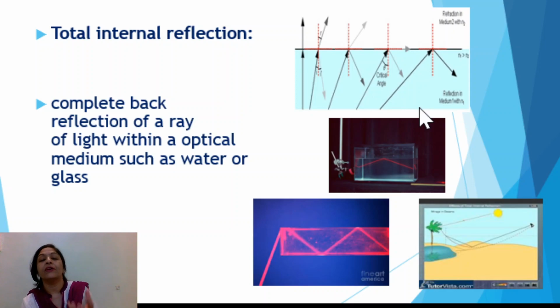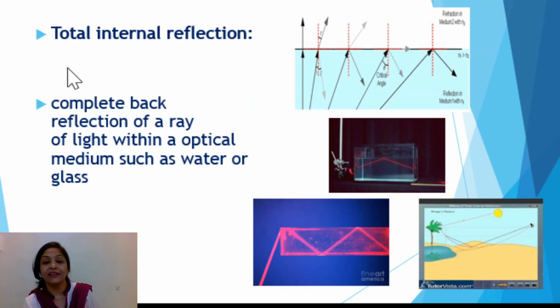Now, if we increase the angle of incidence more than the critical angle, then what happens here? Instead of going into the second medium, or instead of grazing on the surface, the ray will come back into the same medium. So complete back reflection of the light takes place over here, and this phenomenon is known as total internal reflection.